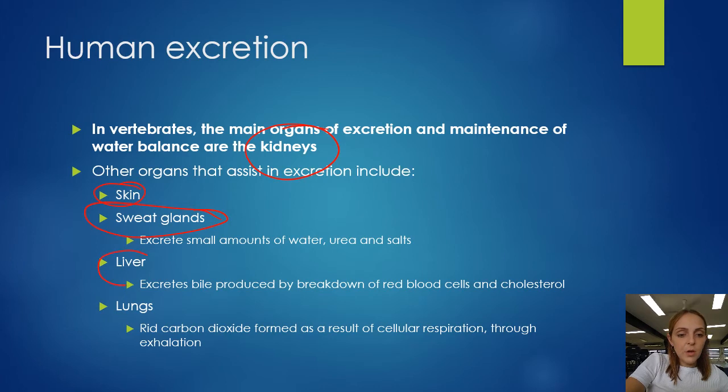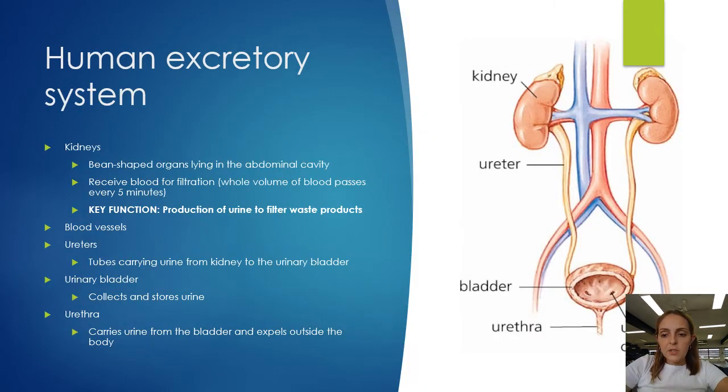I mentioned the liver earlier, which is involved in excretion, and it's going to help with the breakdown of things like toxins. It helps with the breakdown of red blood cells and cholesterol, so fats and things like that. And I did mention the lungs as well, which are going to remove carbon dioxide through exhaling.